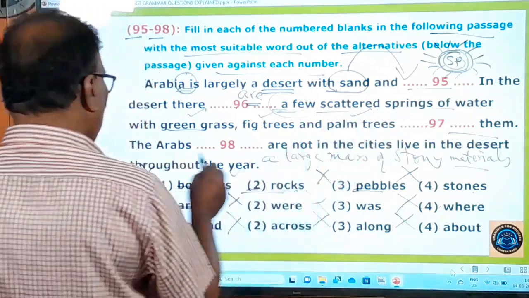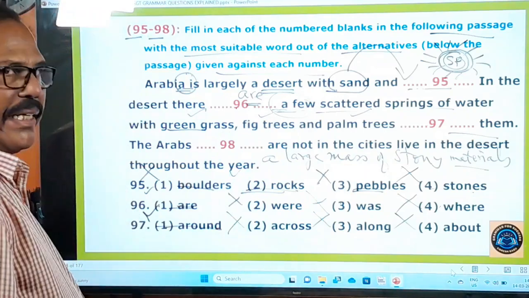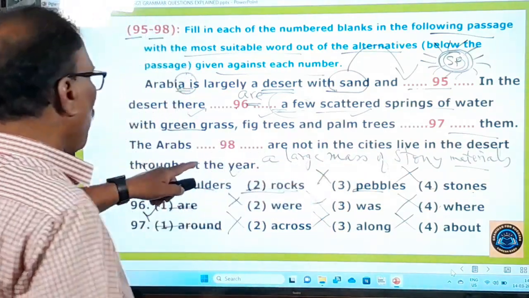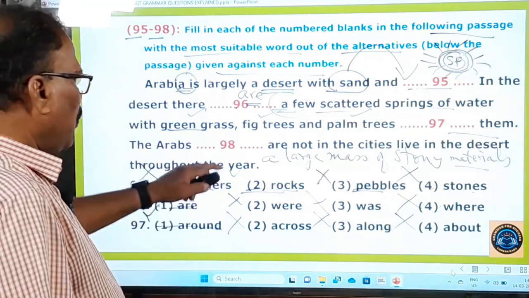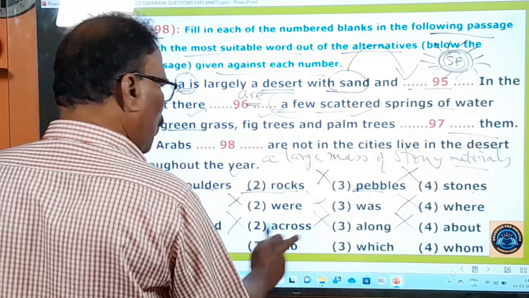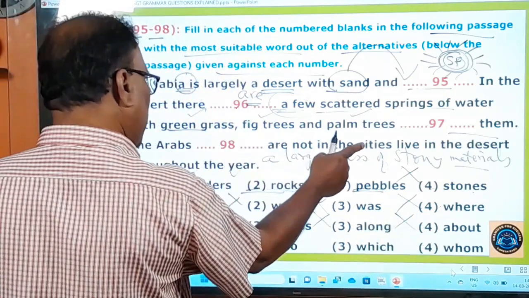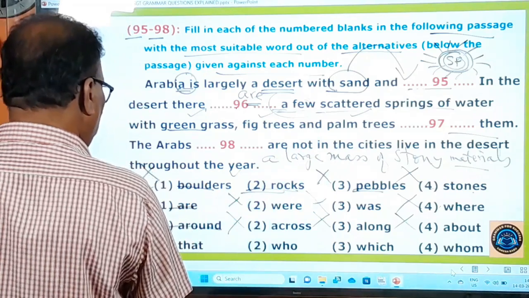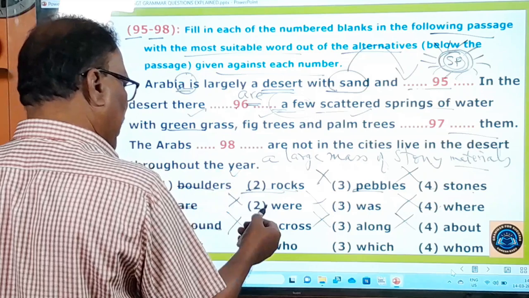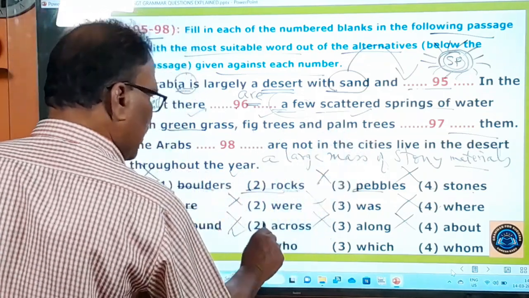And the Arabs dash are not in the cities. Go to the 98th one. The Arabs dash are not in the cities, live in the desert throughout the year. So what to use in this? Let us look at the options given. That, who, which, whom. So here, the Arabs that are not in the cities, okay, this can be used, but more appropriate is "who." The Arabs who are not in the cities, the second one is the right one.